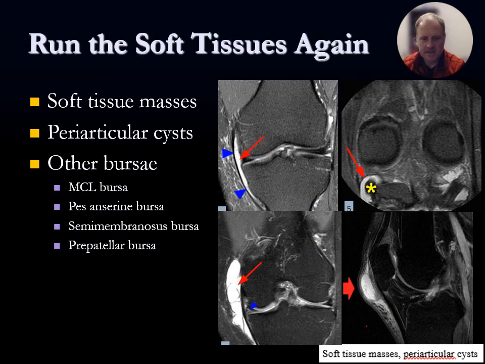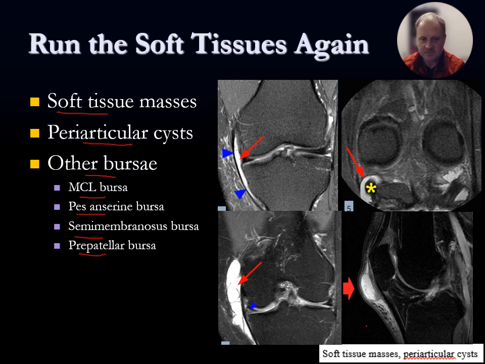And finally, one of the last things I'll do is just run the soft tissues again, looking for any other soft tissue masses, periarticular cysts, bursae. I mentioned a few bursae throughout this presentation. There are some other bursae to know about in the knee as well. Basically just, I think, learned experientially as you go through the cases. For instance, the prepatellar bursa is a fluid collection in front of the patella. Usually they are named for where they are and it makes sense.